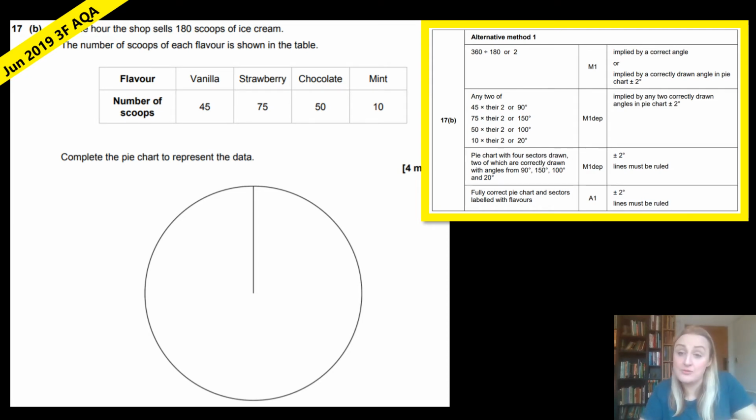But if they get their angles right, then that mark is implied, so they don't have to specifically write that down. Then they work out their angles, 90 degrees, 150 degrees, 100 degrees, 20 degrees, and they get a mark there. Then they get a mark for drawing the pie chart, so that's knowing how to use a protractor but also using it accurately. And the final mark is for everything being correct but also labelling the sections.